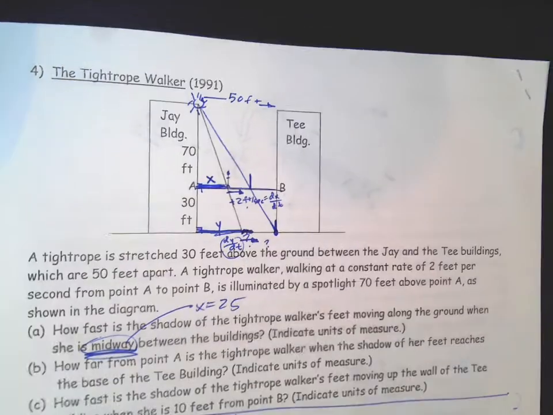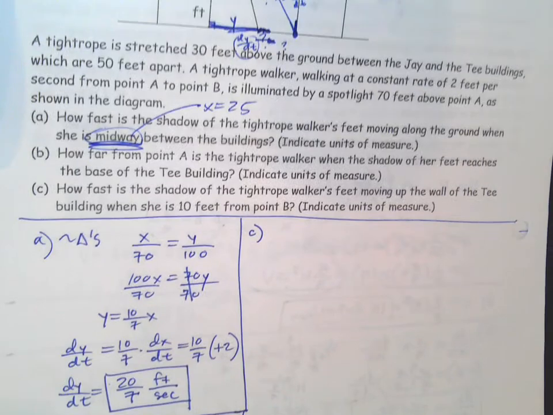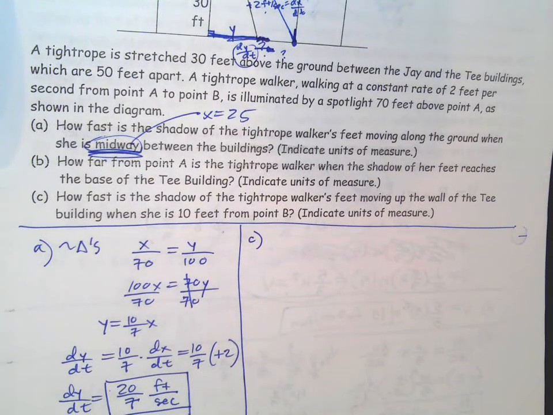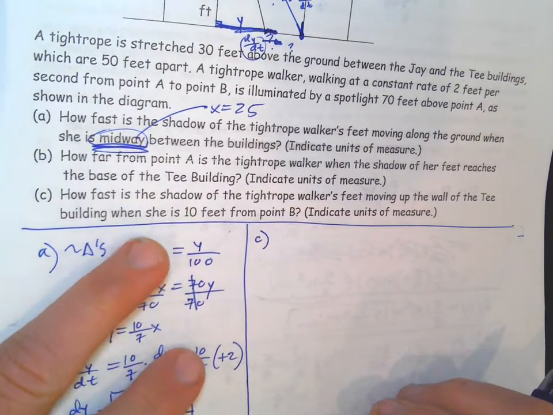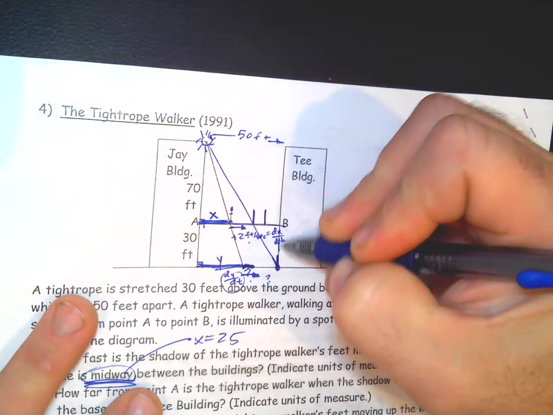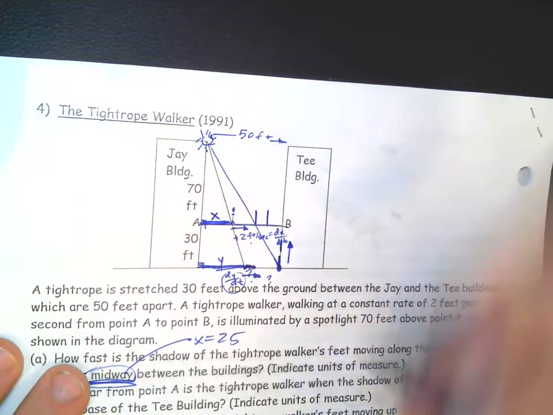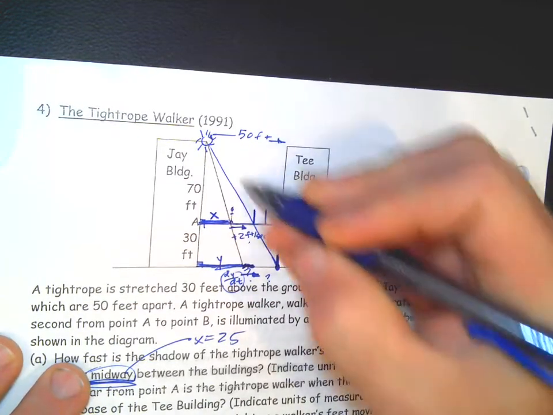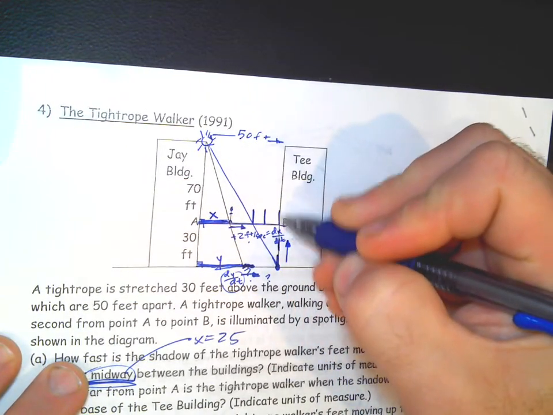Part C is the crazy part. How fast is the shadow of the tightrope walker's feet moving up the wall of the T building when she's 10 feet from point B? So if she keeps going, now her shadow is going up the building as she gets closer to it. In fact, right when she gets here, the shadow's going to be right in front of her, right?